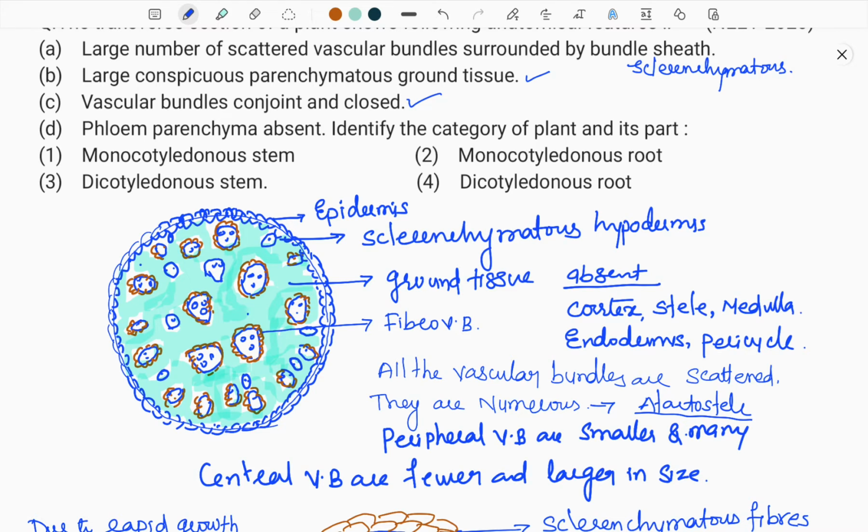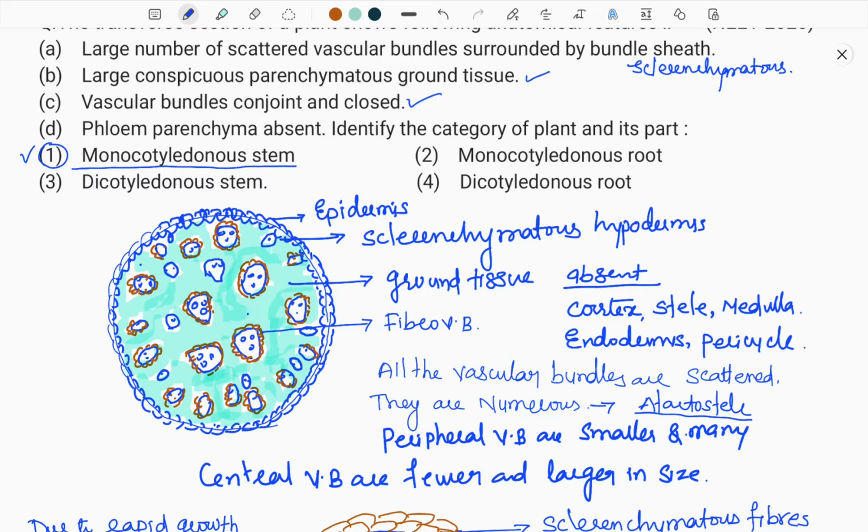I told you that. Identify the category of the plant and its part, that is monocotyledonous stem. So it is the answer for this question. So really a very beautiful question. Generally they give characters and they find out what it is. Generally they give the organs and they ask the features of that organ.